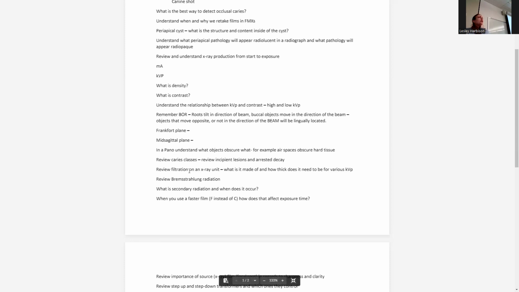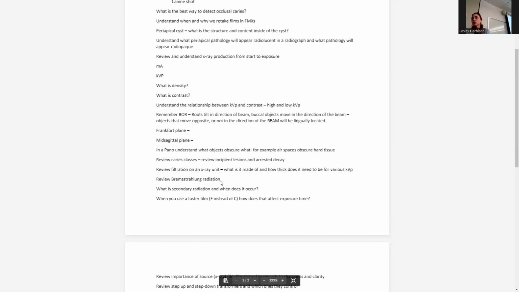Review filtration on the x-ray unit. So the different things, the aluminum filter, the thickness of it, 1.5 versus 2.5, and the KVP difference, like above 70 or below 70 for the filtration. What's it made of and how thick does it need to be for the various KVPs? It's made of aluminum. Basically if it's above 70, it's 2.5 millimeters, and if it's below, then it's 1.5 millimeters.